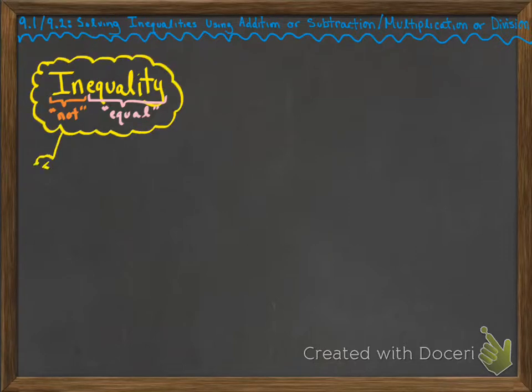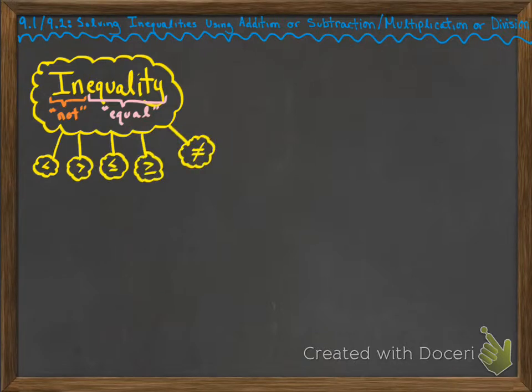Some examples of these would be less than, greater than, less than or equal to, greater than or equal to, or not equal to. So we have these 5 different symbols that replace the equal sign in a mathematical sentence, which changes the meaning of that sentence. So let's break each one down.